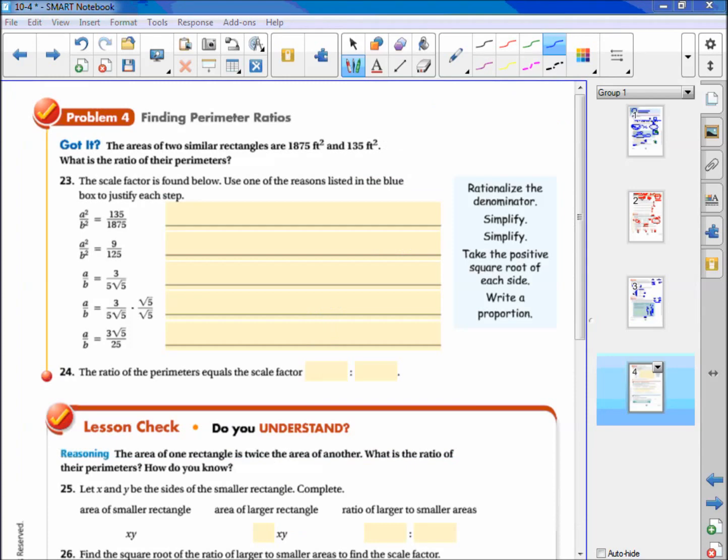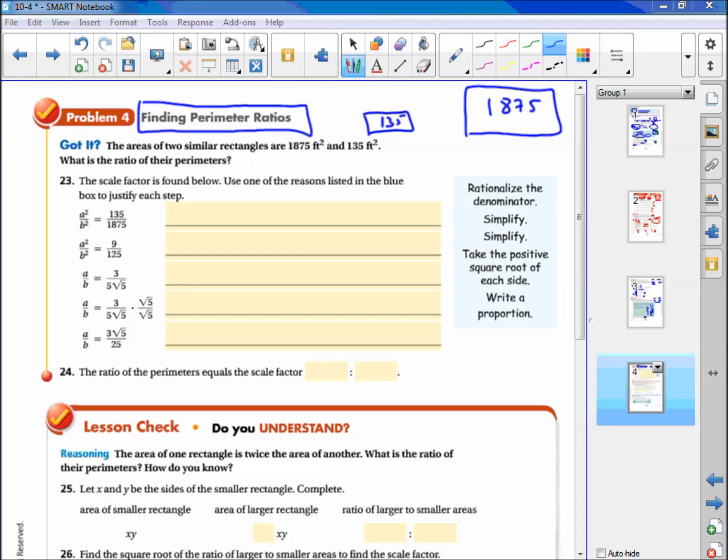Okay, on our last page we have problem 4, and this is going to be going in reverse. So we're going to find the perimeter ratio when we know the areas. So the areas of 2 similar rectangles are 1875 feet squared and 135 feet squared. So we have 2 rectangles. We have a small one and a big one. And the area over here is 1875 and the area over here is 135. But we know that their sides are in proportion. Okay, so what is the ratio of their perimeters? We don't actually have to find the perimeter, we just need to find the ratio.